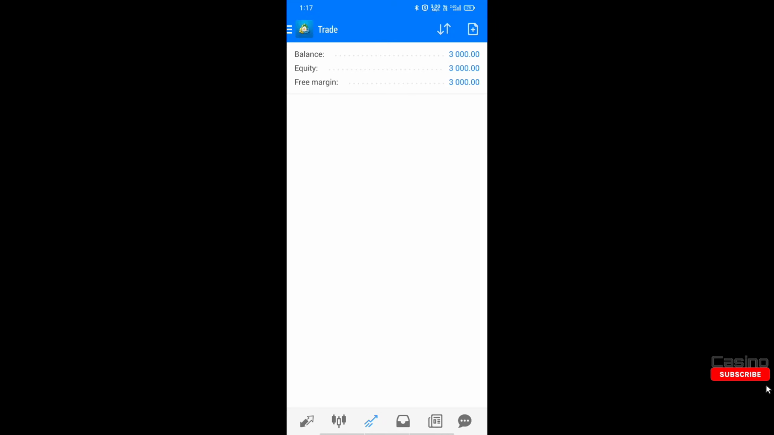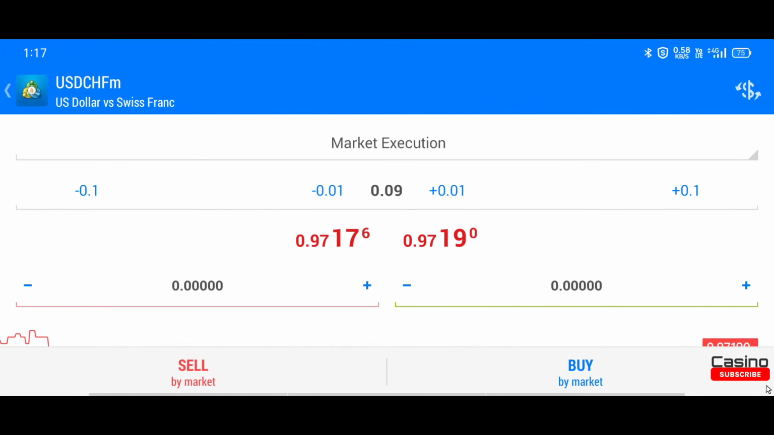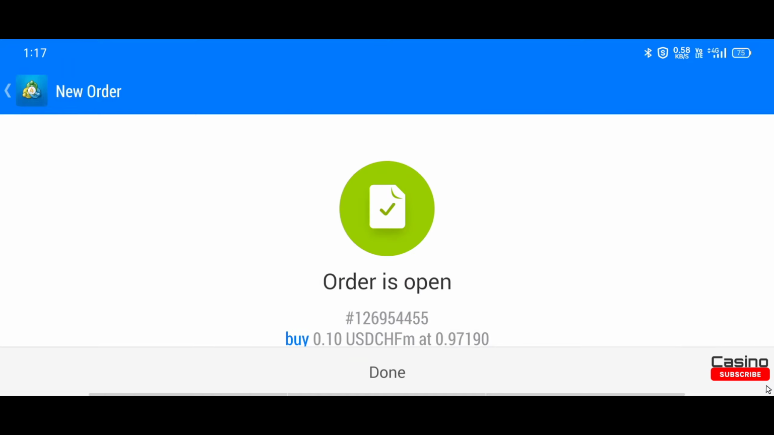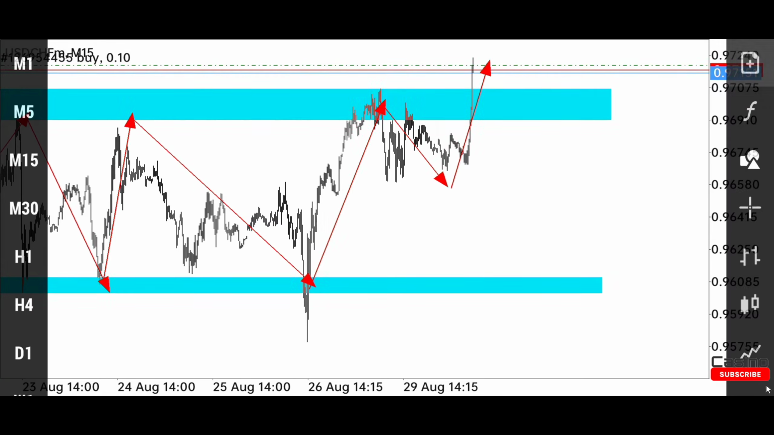I have $3,000 in my account which we will try to grow. I will use lot size 0.10 because I have already calculated my risk in the position size calculator. See you after placing the trade.